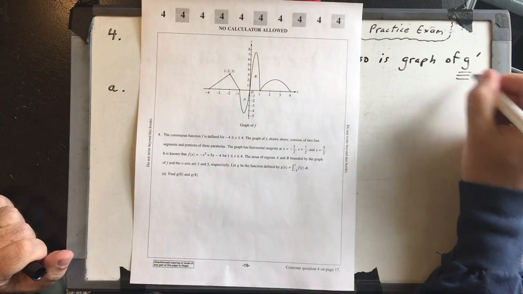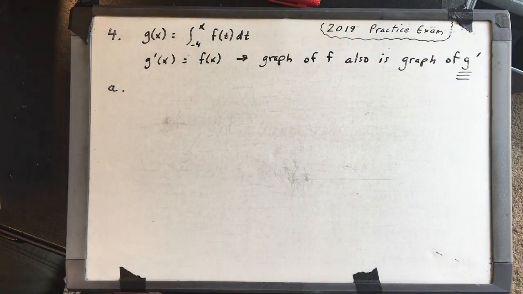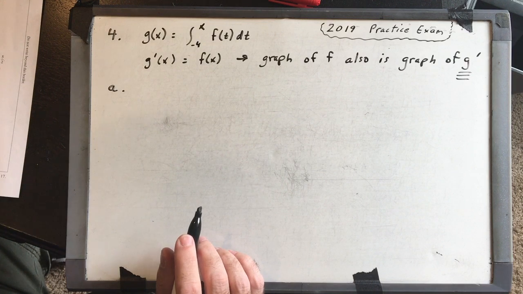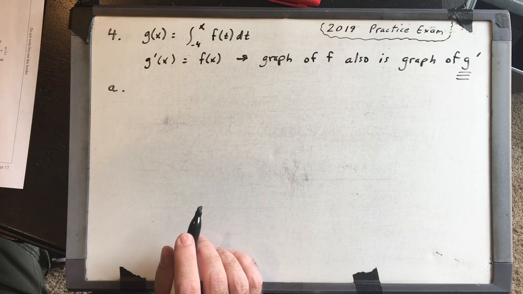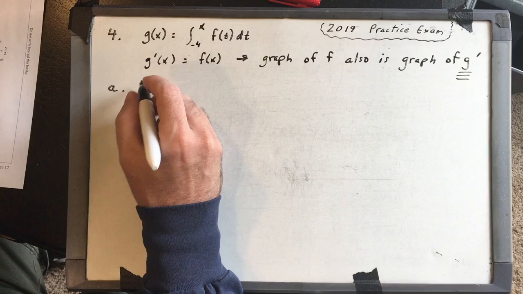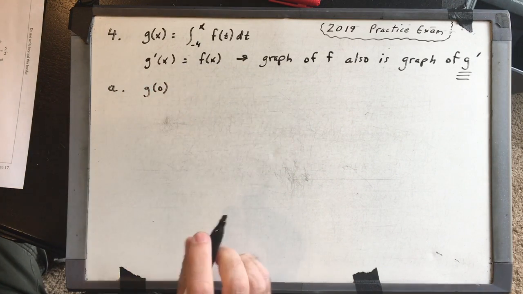Okay, so we're going to be able to answer a lot of questions about g, assuming this is the graph of g prime. So just mark that on your paper, also graph of g prime. It's really a decent chance that you will get a question like this on the 2020 test. So part A says find g of 0 and g of 4.